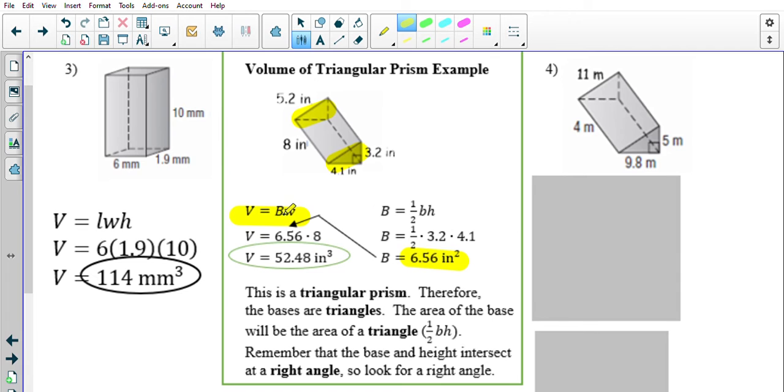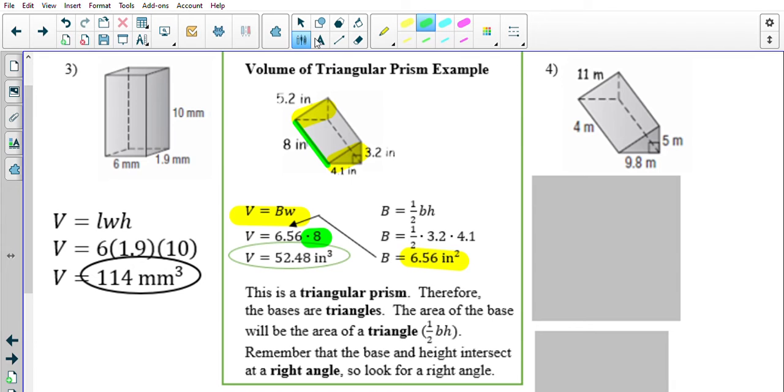So I'm going to replace capital B with 6.56. Now W is the width of the prism. That's the distance between your 2 triangular bases, which in this case will be 8 inches. So we'll take 6.56 times 8 to get a volume of 52.48 inches cubed.